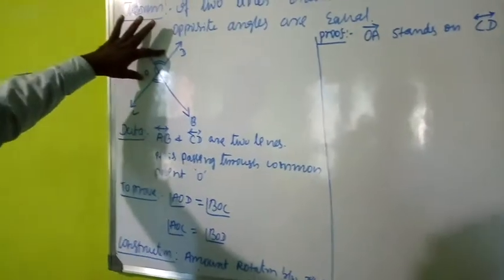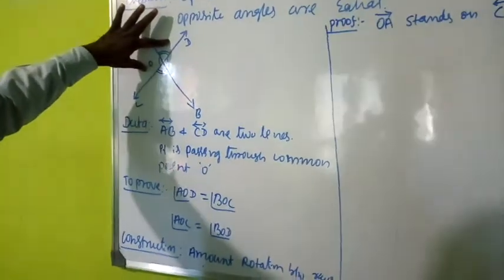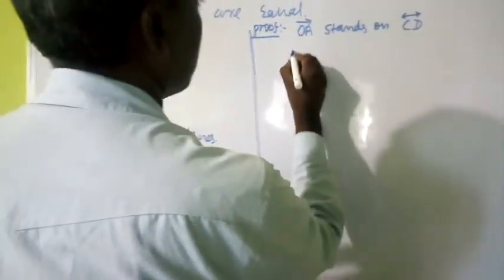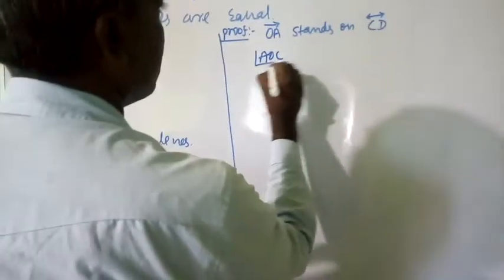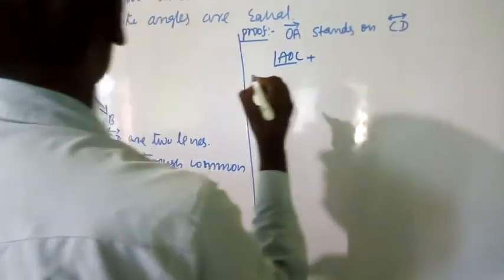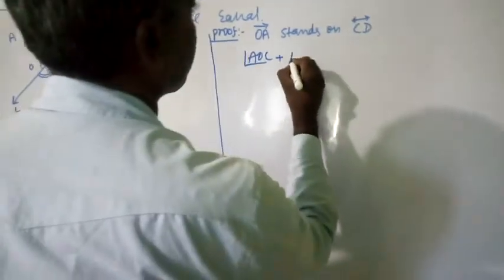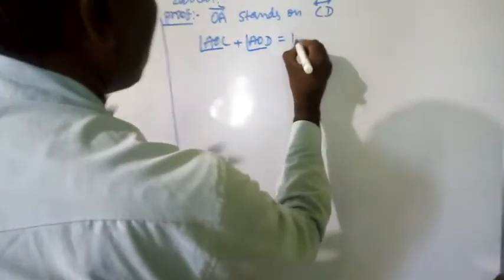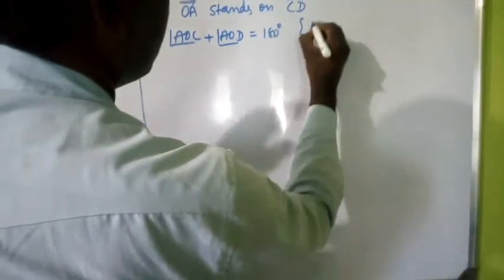So here a pair of angles is formed. What type of pair of angles is it? Linear pair. So angle AOC plus angle AOD is equal to 180 degrees because of the linear pair.